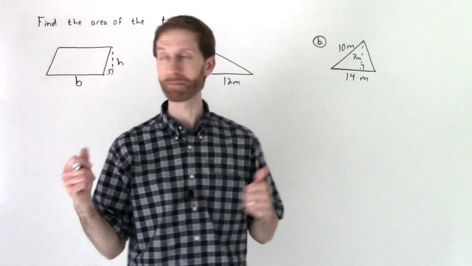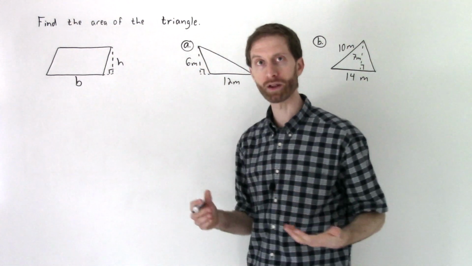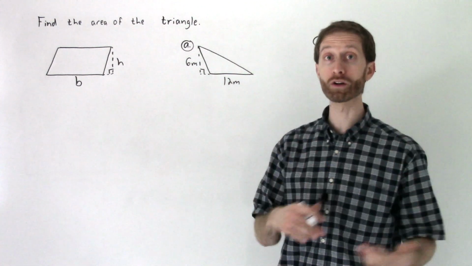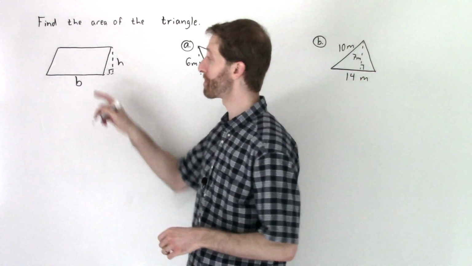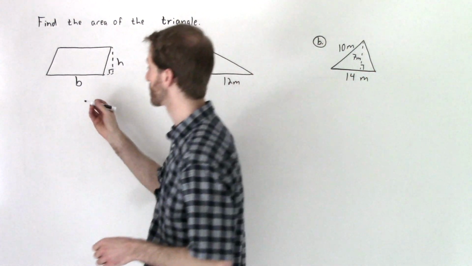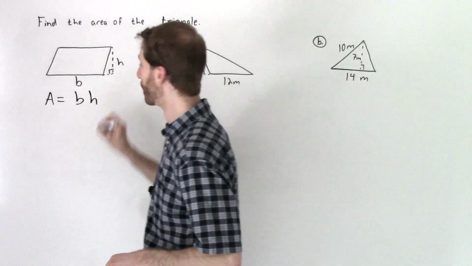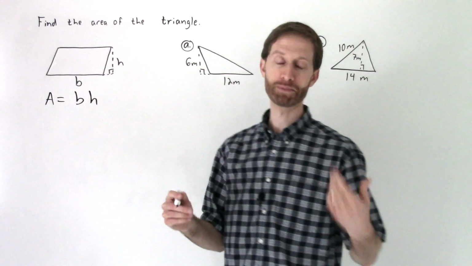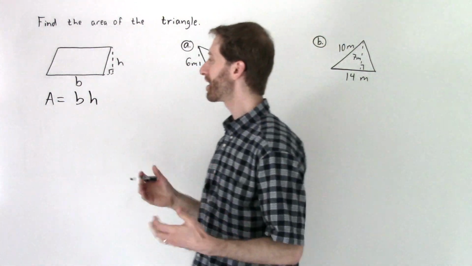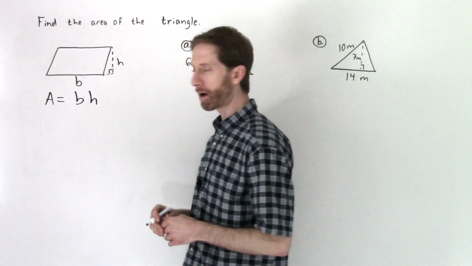Let's jump into it. So we see that we have a normal parallelogram, and we've seen in earlier videos that the area of a parallelogram is the base of the parallelogram times the height. So area equals B times H, or base times height. Okay, so the area equals the base times the height. Now, let's think about this.